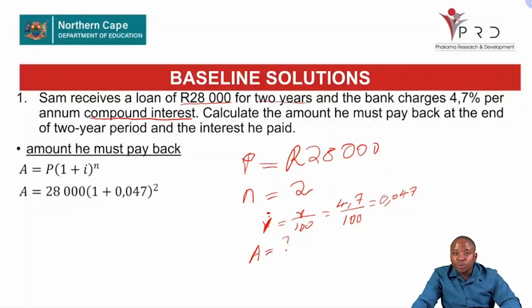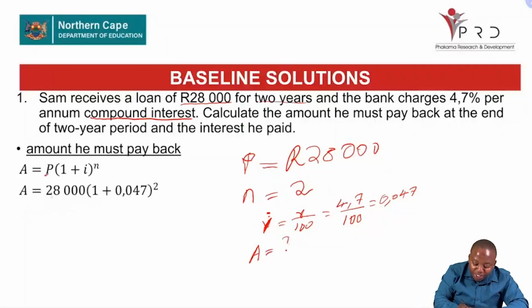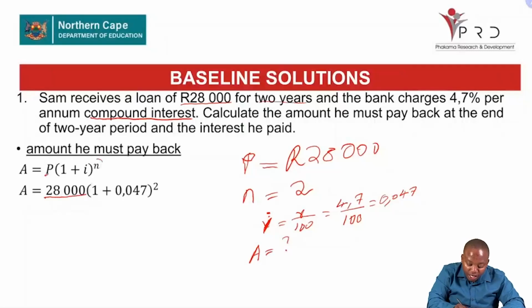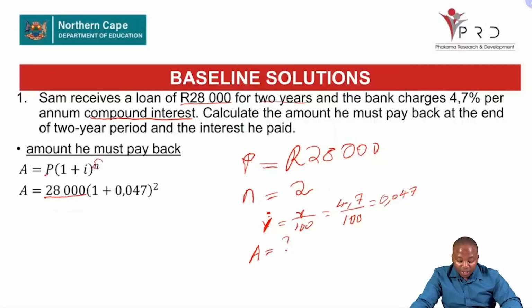Then we substitute the variables that are given. So remember, our P was given as 28,000. So in the space of P, we put 28,000, open bracket 1 plus I. So our I there was 0.047, close bracket, all raised to the power 2. The power 2 there is our period. Now we plug everything into our calculator. Then we get our answer as 30,693. So that is the future amount that the person has to pay back.